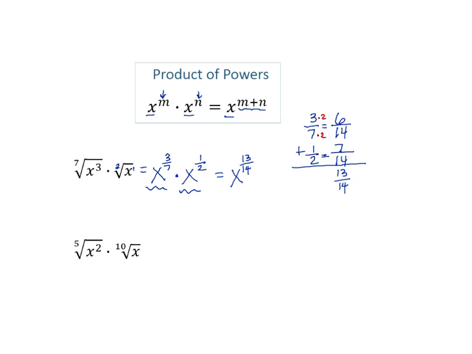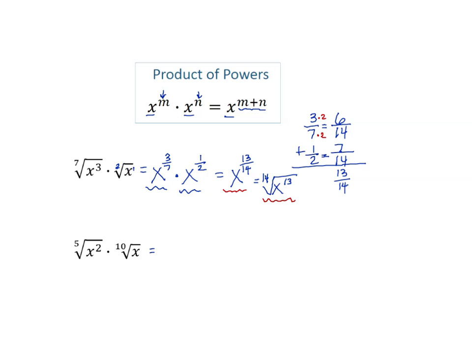If I needed to have this in radical form, I could easily switch it back to that form. That just means I would kick the bottom out, and 14 would become my index number, and 13 would become my exponent inside. So it just depends, and you have to be very careful with the directions, because they will always tell you whether they want you to write it exponentially or in radical form. All right, let's try the next one.